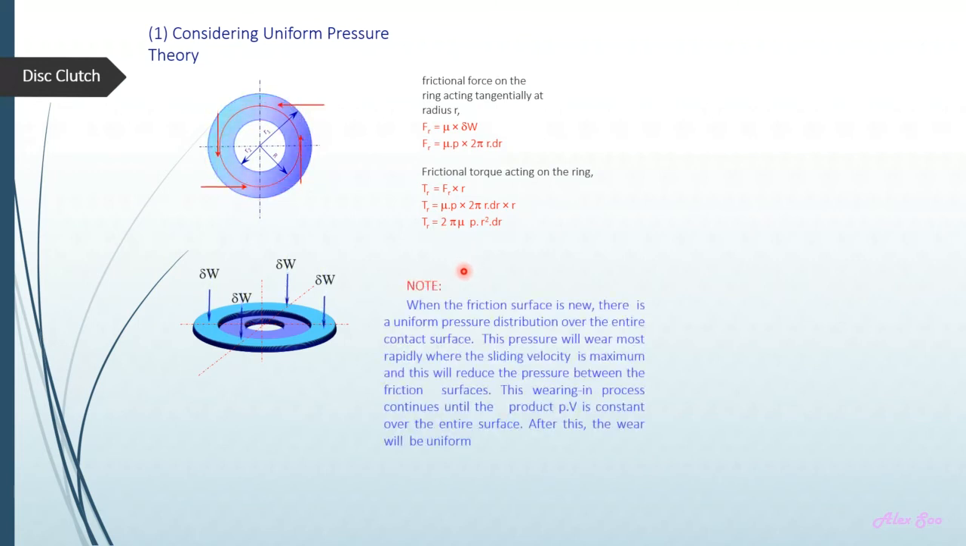Note that when a friction surface is new, for example if you buy a new car, every part of the car is new. So the clutch is also new.